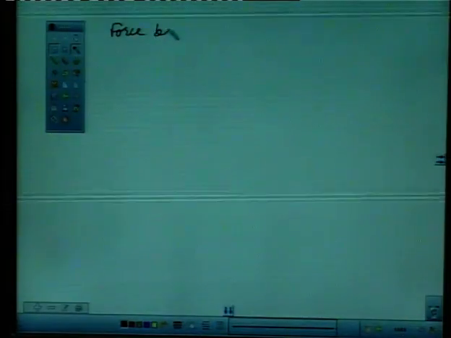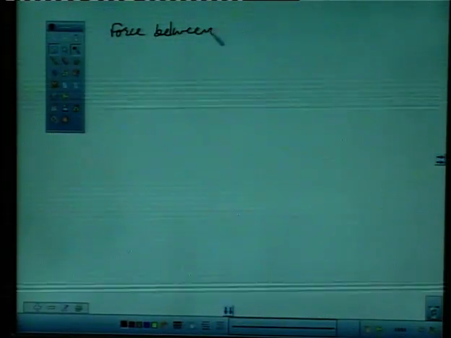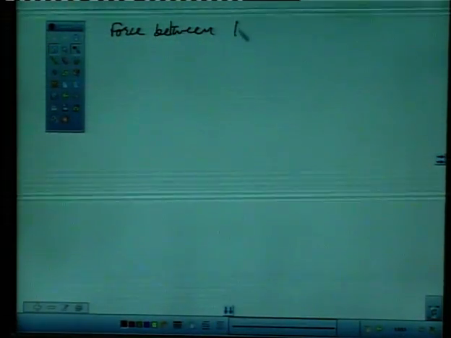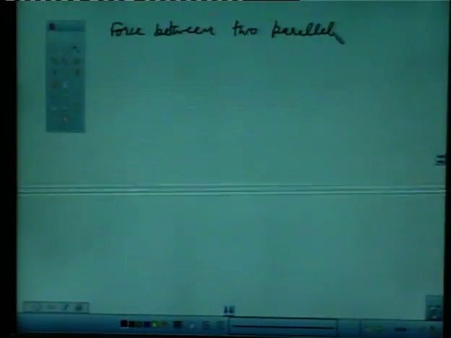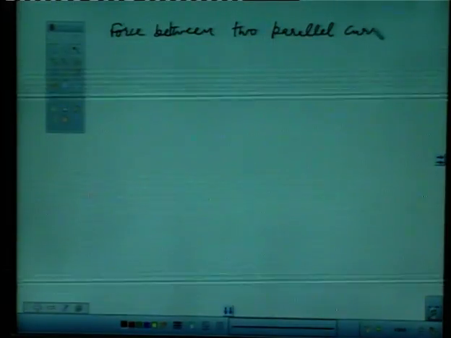Now, the next topic is force between two parallel current carrying conductors.